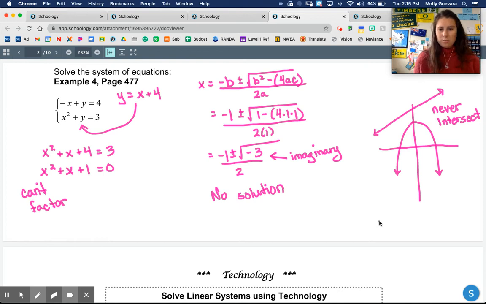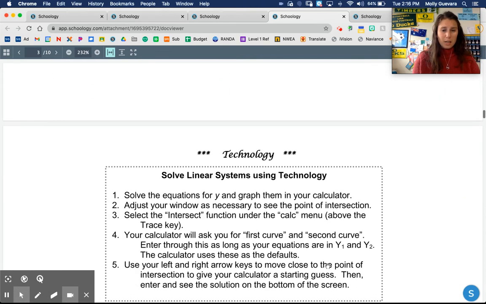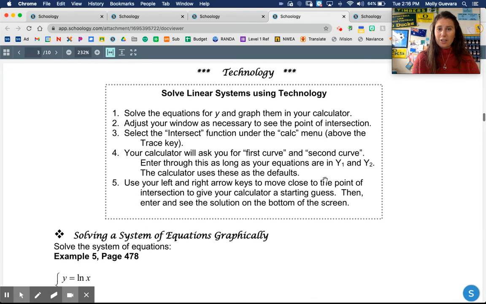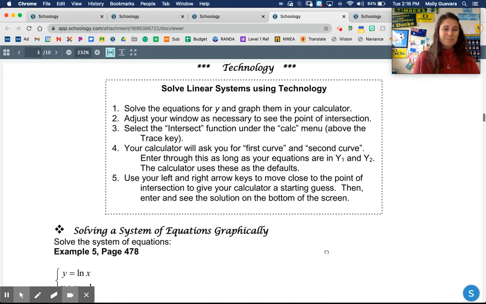So what we're going to do now, hopefully we feel good about that. Hopefully this isn't anything crazy new: factor it if you can. If you can't factor it, use the quadratic formula. Let's look at how we solve using technology, aka our graphing calculators.